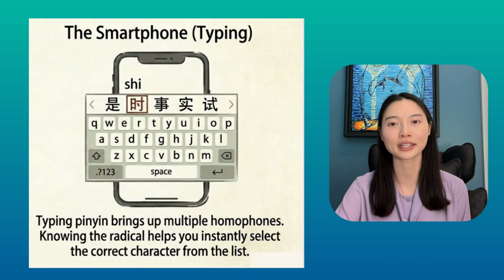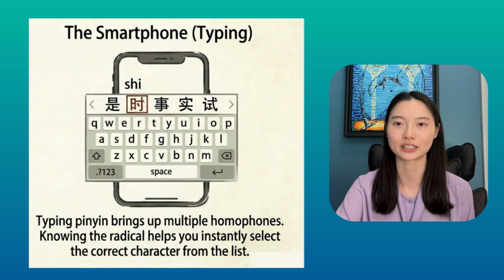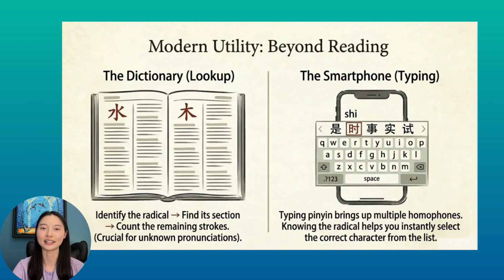And when you type pinyin on your phone, which we will cover in episode 8, a row of homophones pops up. Knowing radicals helps you instantly spot the right character. Need the red one? Look for the water radical. Radicals aren't academic trivia. They are a daily tool.